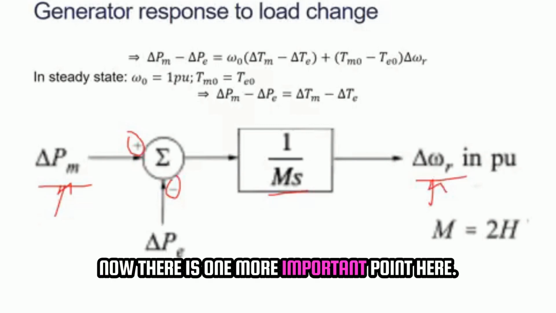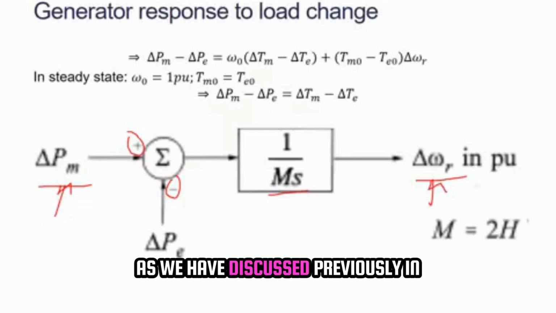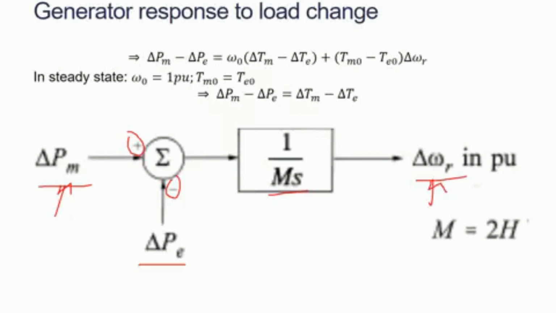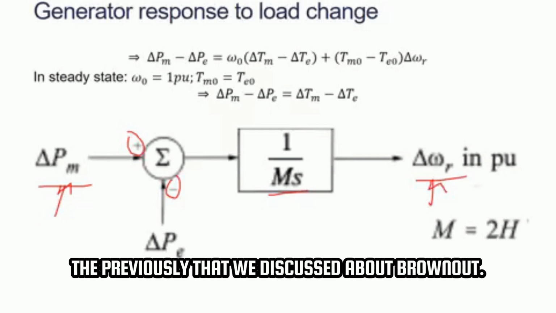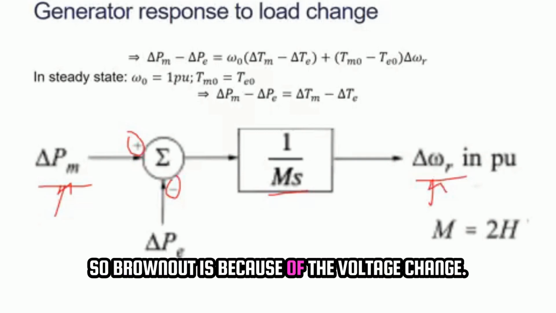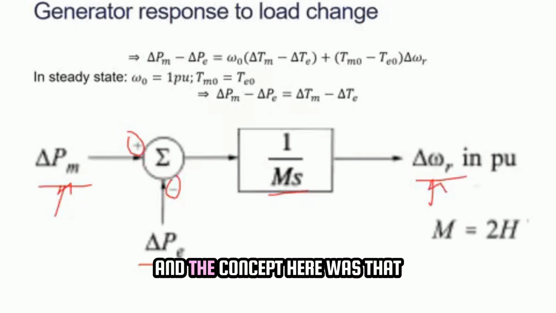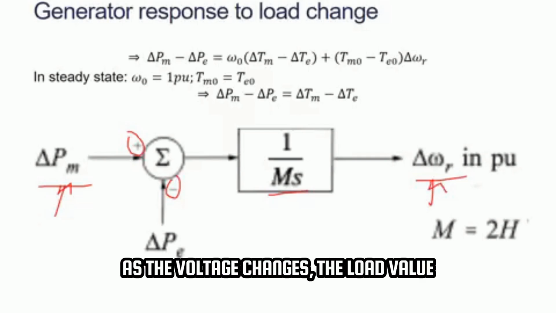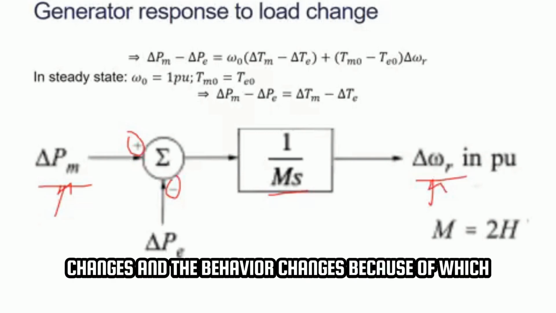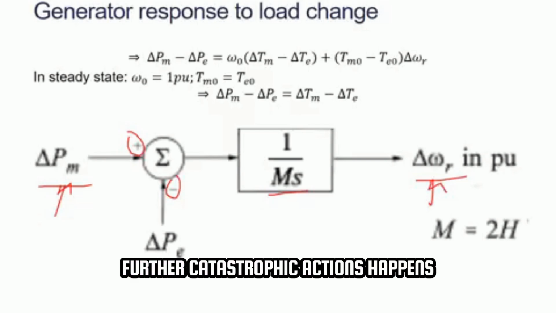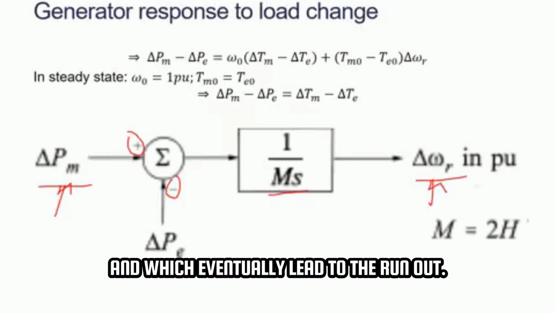Now there is one more important point here. As we have discussed previously, we discussed brownout. So brownout is because of the voltage change, and the concept here was that as the voltage changes, the load value changes and the behavior changes, because of which further catastrophic actions happen, which eventually lead to the brownout.